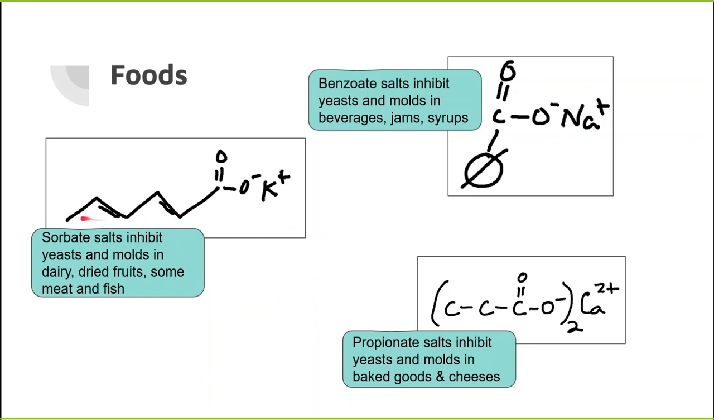So again, I'm not going to ask you to name these compounds. I'm not going to ask you to memorize these. I might ask you, do carboxylic acid salts help preserve food or something like that. So that's the primary thing. All right, and that's it for carboxylic acids.